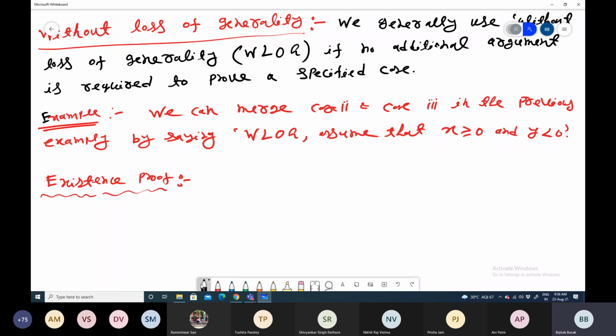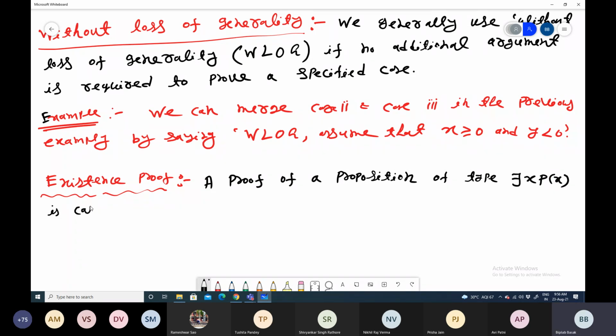Now, what is an existence proof? A proof of a proposition of type "there exists x, P(x)" is called an existence proof.